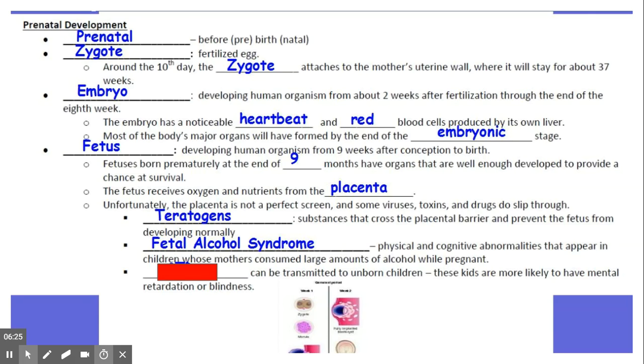And then finally, sexually transmitted diseases or STDs can also be transmitted to children. These children are more likely to have mental retardation or blindness. If we're talking about an STD like syphilis, syphilis has had a really profound effect on people who are born blind. So being treated for that, a lot of times that may be using antibiotics when the mother is still pregnant, can help prevent those STDs being passed on to the babies.